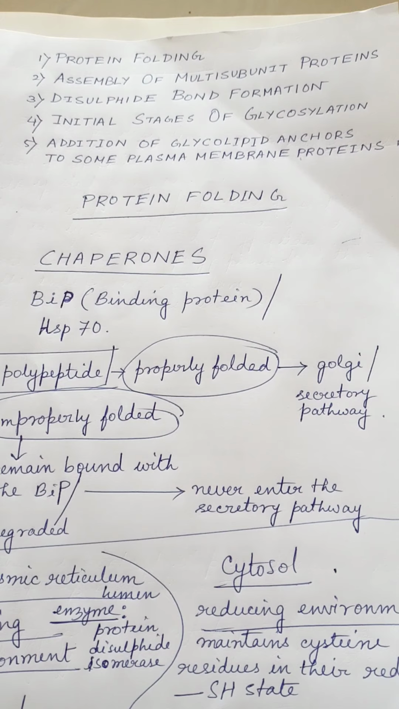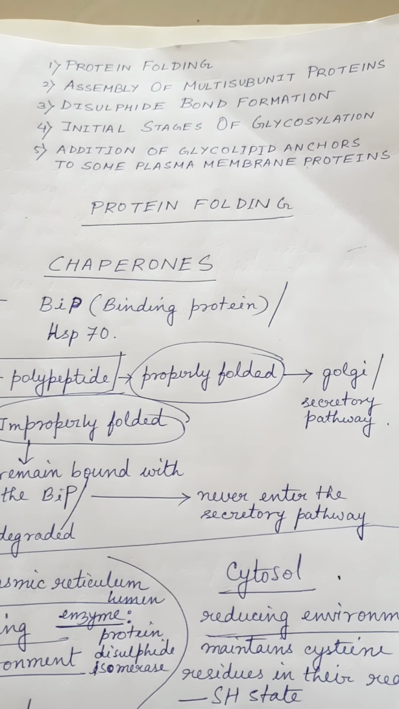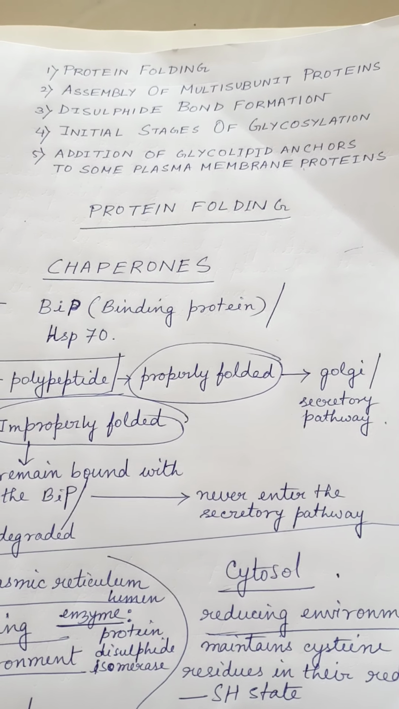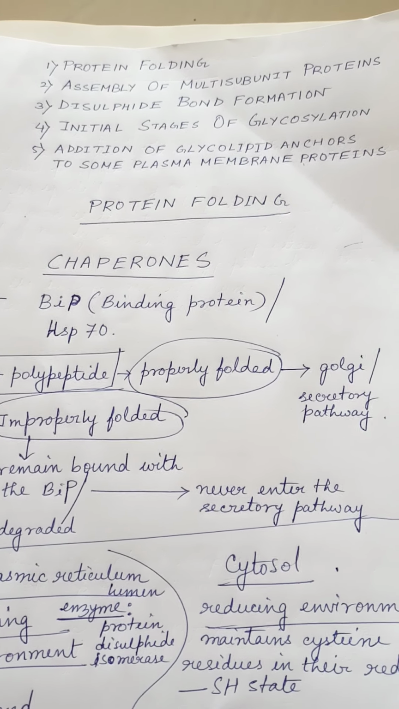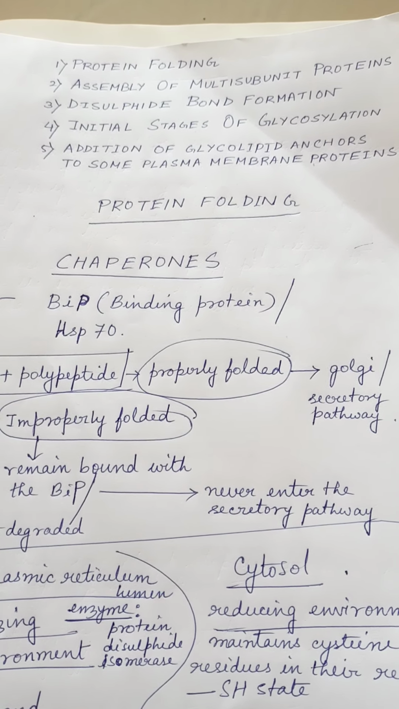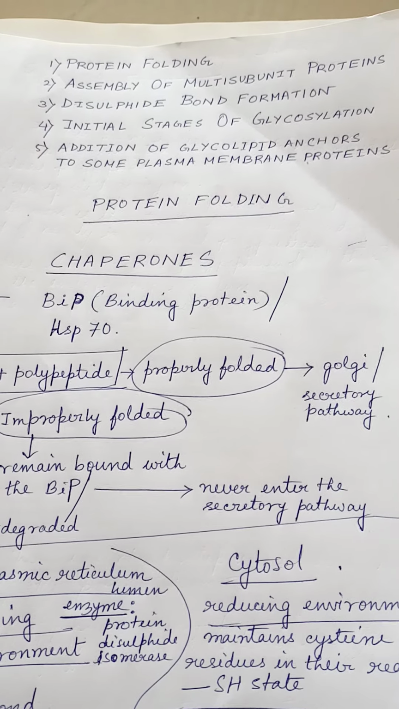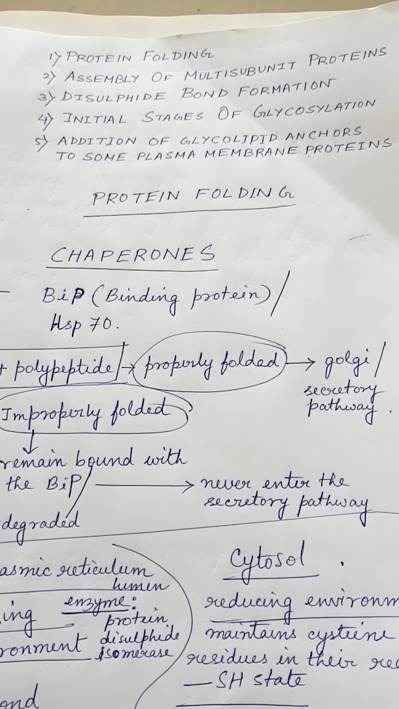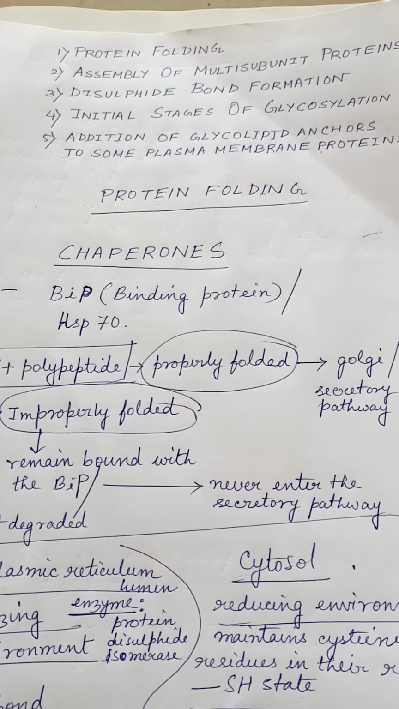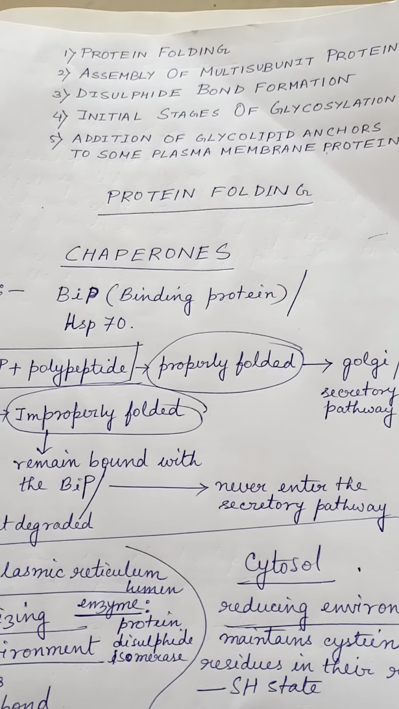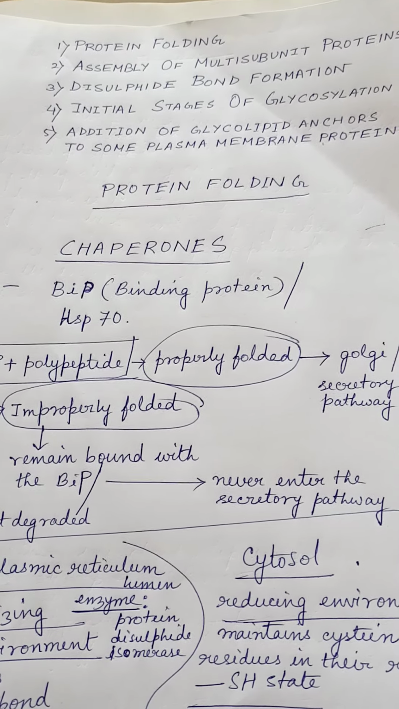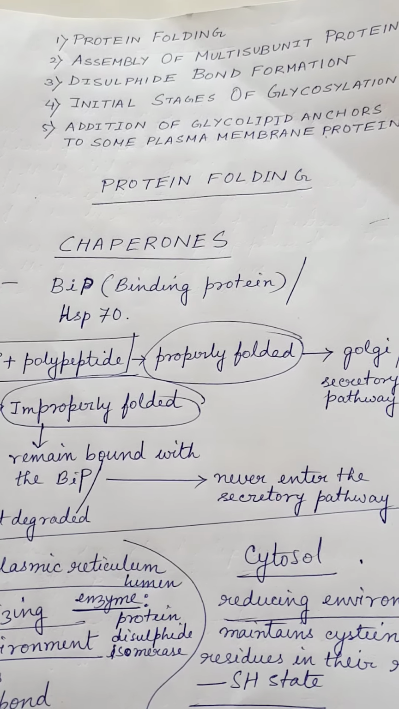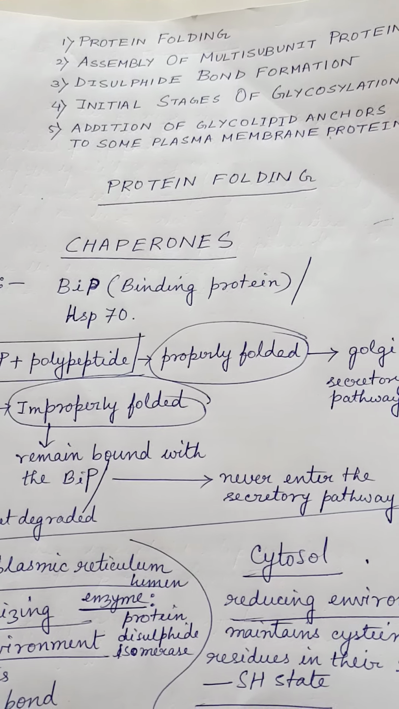Let us now come to some more functions of the endoplasmic reticulum. First, the protein folding, the assembly of multi-subunit proteins, disulfide bond formation, initial stages of glycosylation, and addition of glycolipid anchors to some plasma membrane proteins. In our previous discussion, we have seen that proteins are translocated across the endoplasmic reticulum as unfolded polypeptide chains while their translation is still going on.